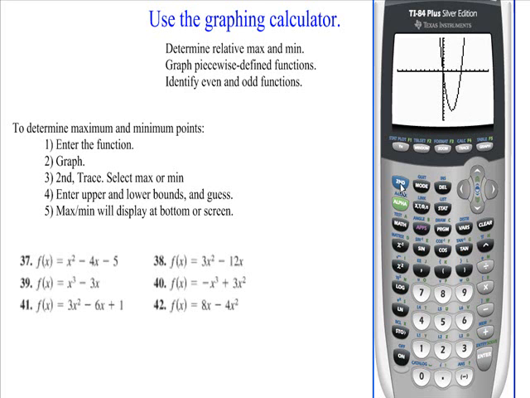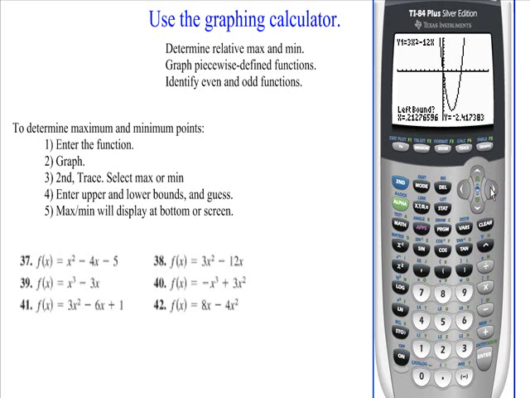To do that, I'm going to press second, trace, and you have to tell the calculator which one, minimum or maximum, so we want to choose minimum, which is number 3. Then it asks you for left bound. I said upper or lower, that's left or right bound, either one. Left bound means some point to the left of that minimum point.